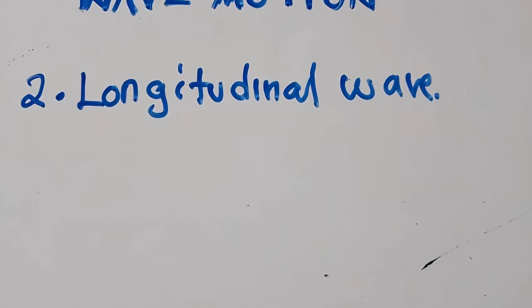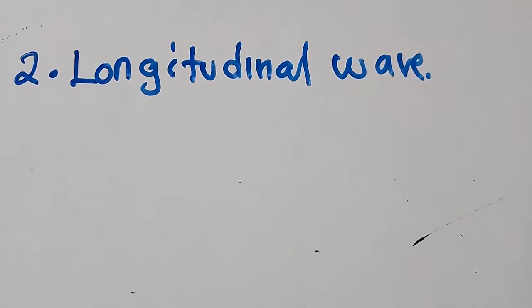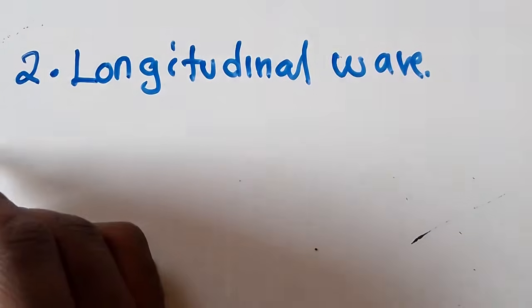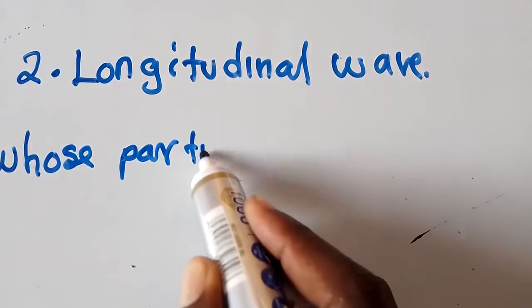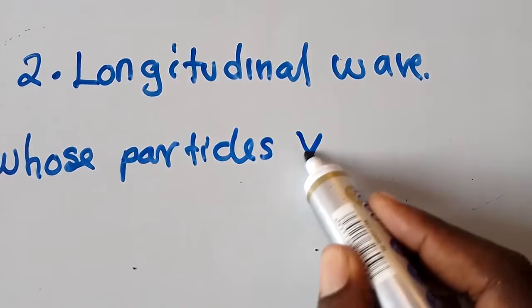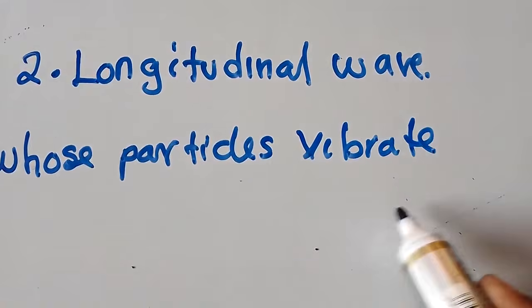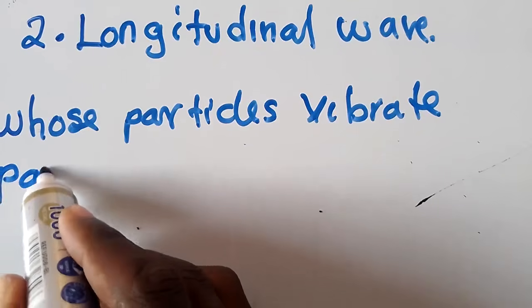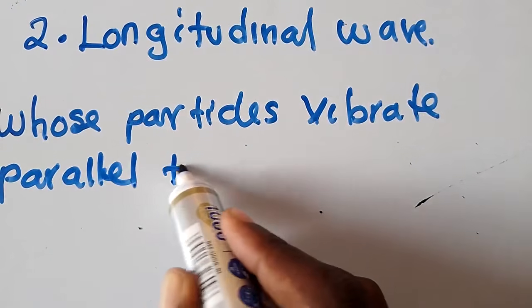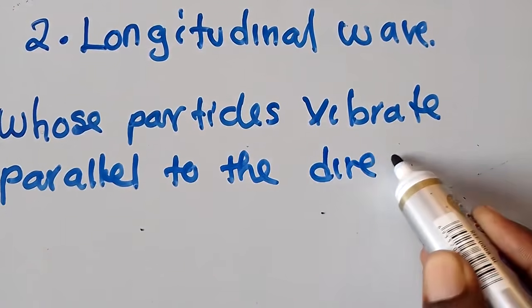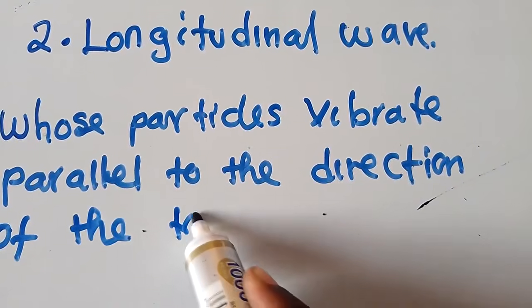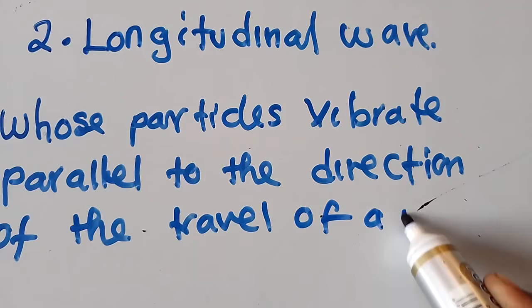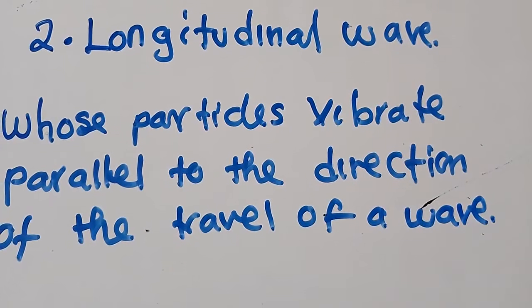So what is a longitudinal wave? A longitudinal wave is defined as a type of wave whose particles vibrate parallel to the direction of the travel of the wave. This is what you need to get and understand.